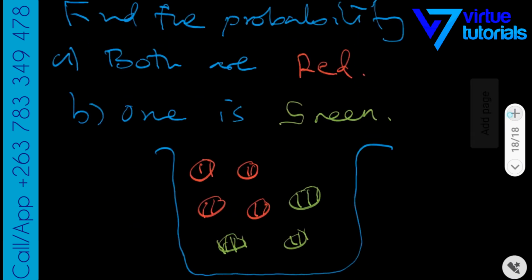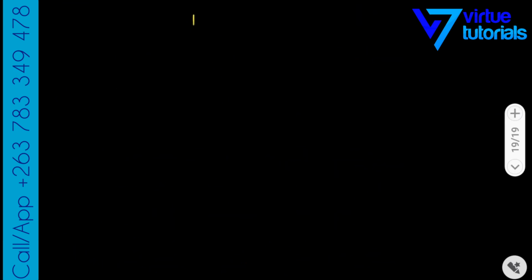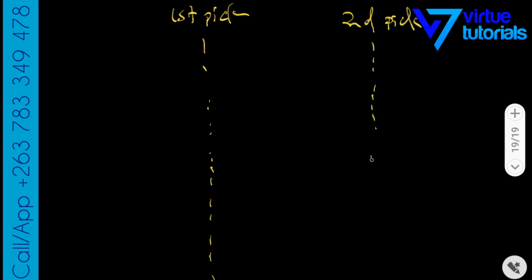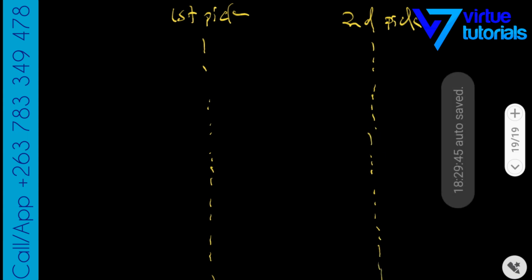Now, we know he's picking twice. So the first thing we need to do is just draw 2 straight lines, one for the first pick. That's the first line for the first pick, and then one for the second pick. And then you draw that. So that's the first step to drawing a tree diagram. Just 2 lines and make dashed lines there.